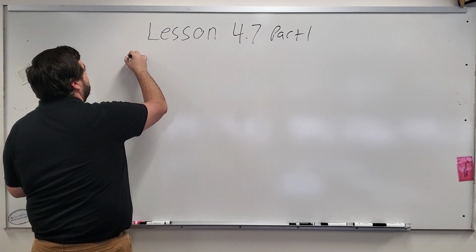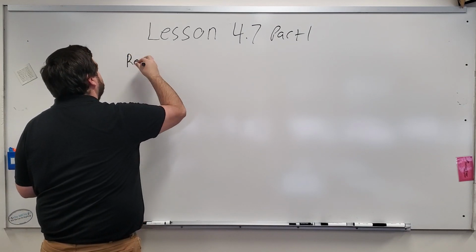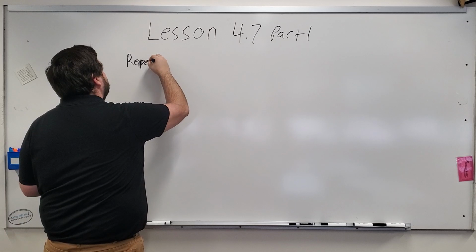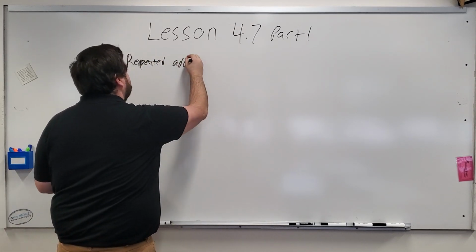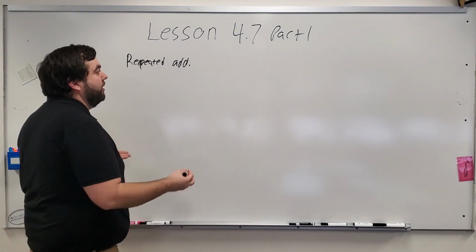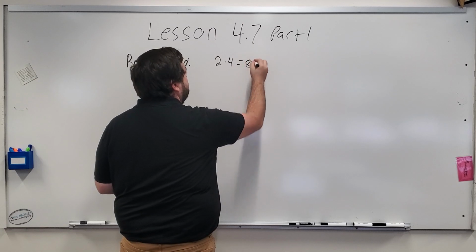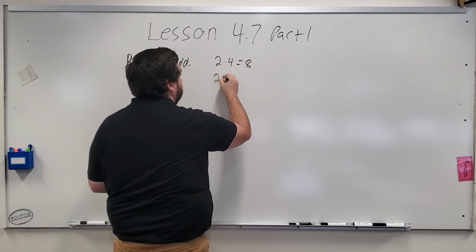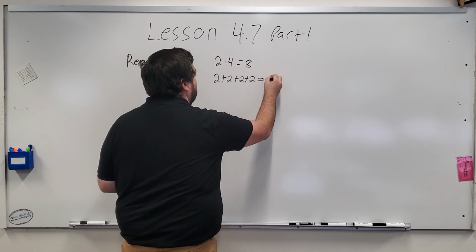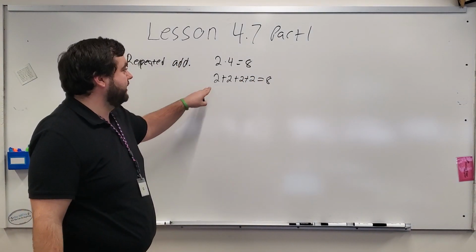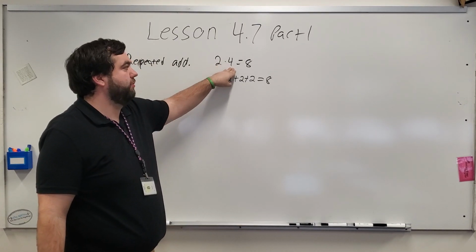Well, multiplication really is called repeated addition, right? So we have something like 2 times 4, which equals 8, is really 2 plus 2 plus 2 plus 2. This is saying 2 four times, which is why we get 2 times 4, okay?